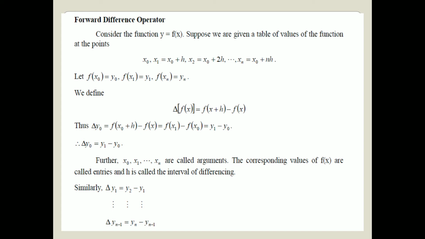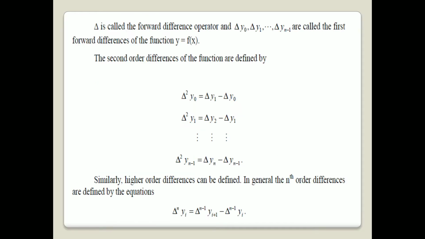Similarly, we can write delta y1 is equal to y2 minus y1. In general, delta y(n minus 1) is equal to yn minus y(n minus 1). It means that when a forward operator operates on any function, it gives the difference between its next value and the value itself. So, delta is called the forward difference operator, and delta y0, delta y1, and so on up to delta y(n minus 1) are called the first forward differences of the function y is equal to f of x.